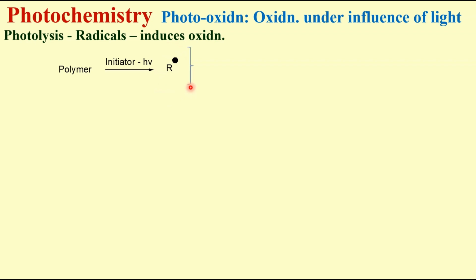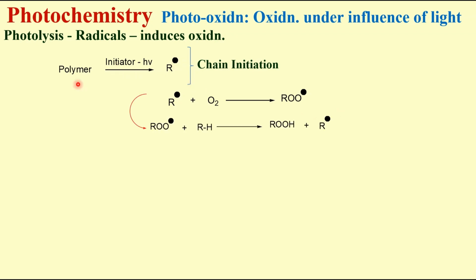This free radical which is formed is the initiation for the reaction to occur. That's why it is named as chain initiation. The radical which is formed combines with the oxygen and gives rise to peroxy radical. The peroxy radical, which is much more unstable, reacts with the polymer, abstracts the hydrogen radical, which gives rise to ROH and the R radical.